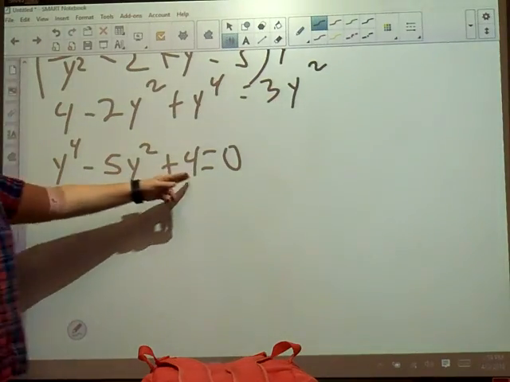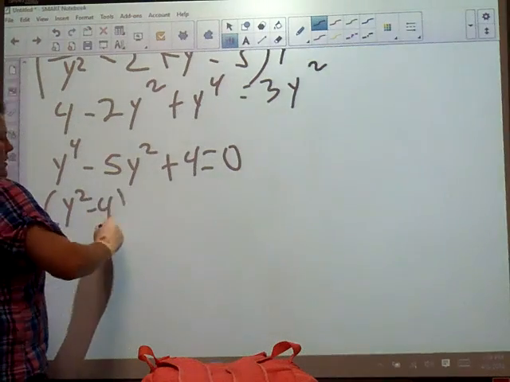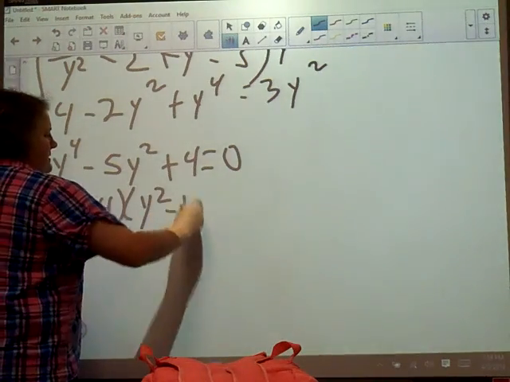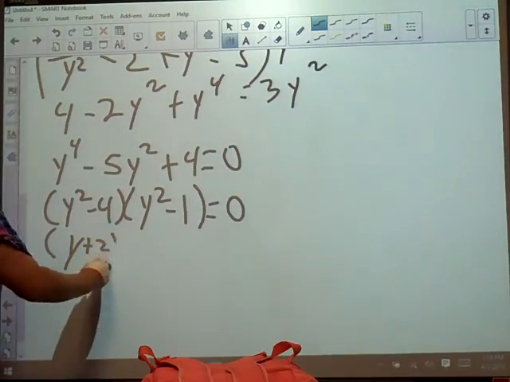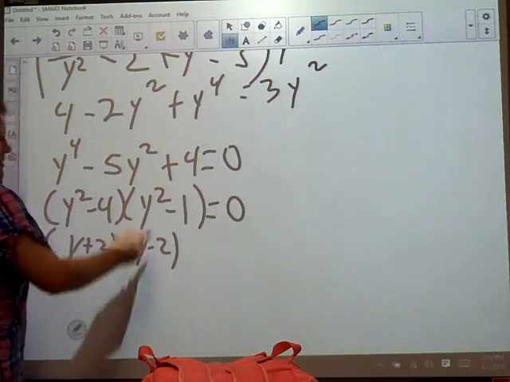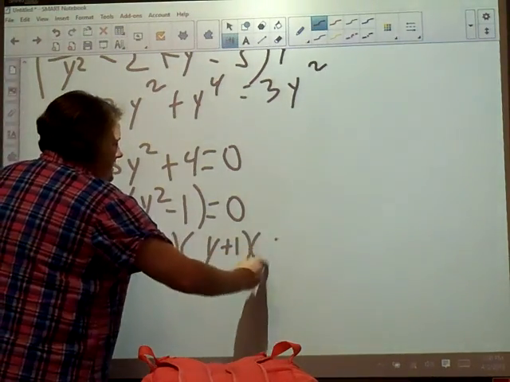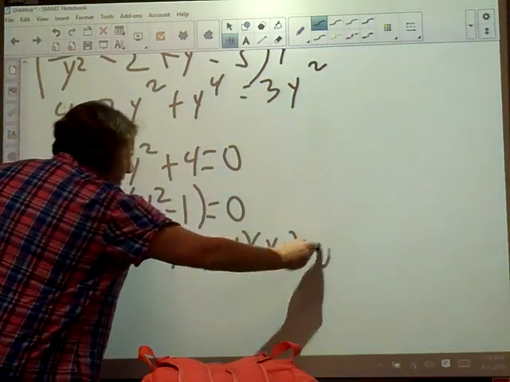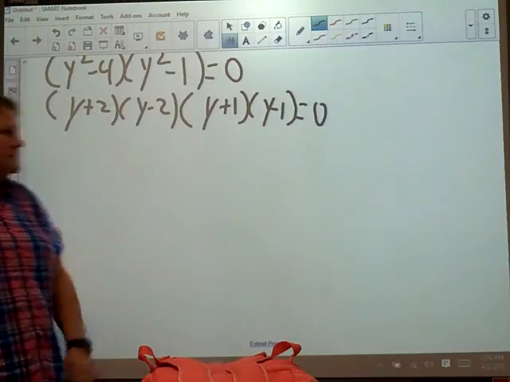Factors of 4 that add to negative 5 are negative 4 and negative 1. This would be y squared and y squared. So you're going to have y squared minus 4, y squared minus 1. Y squared minus 4 is the same as y plus 2, y minus 2. Y squared minus 1 is y plus 1, y minus 1. So now you've got 4 factors to set equal to 0.